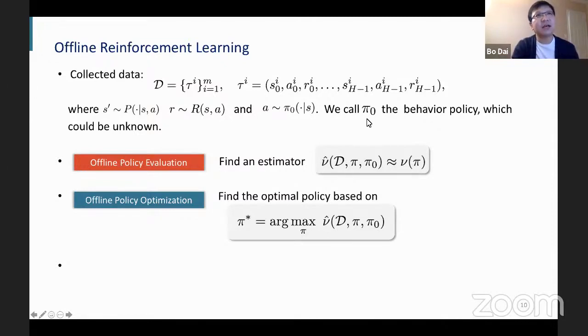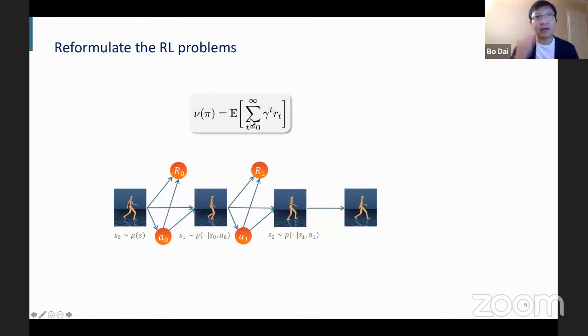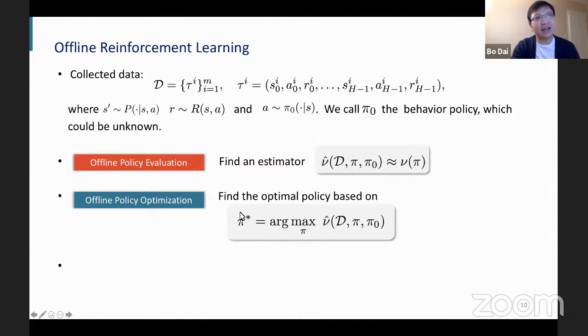And I would like to emphasize that, as I mentioned, in some scenarios we don't know who collected the data for you. So in that setting, we don't know pi 0, so we call it behavior agnostic offline reinforcement learning. In this scenario, offline policy evaluation is: given the data set, you want to find an estimator, v hat, such that it can approximate, based on this data and also the knowledge of your policy, the policy value, which is defined in the previous slide. Okay. And policy optimization is, as I mentioned, you want to find the maximal policy, which we call the optimal policy.